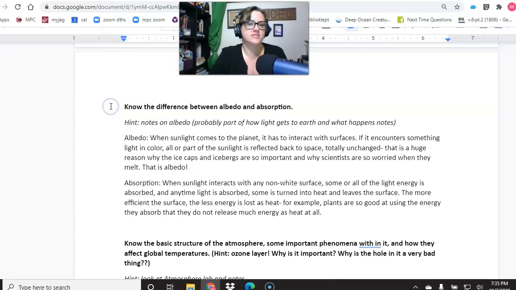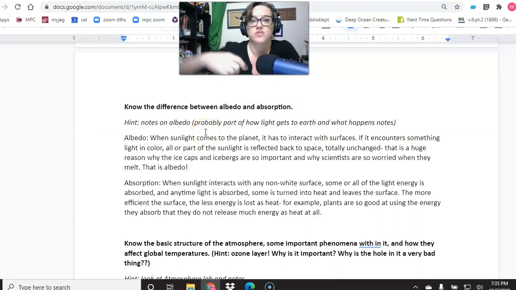Albedo and absorption. Remember, we talked about when sunlight gets to the planet, it has to interact with the planet, and it can do so in one of 2 ways. It can either hit a surface that is some percentage of white, and then instead of interacting at all with that surface, it just reflects straight back into space. Okay, and so no heat is released, the sunlight doesn't change, it's just light, done.